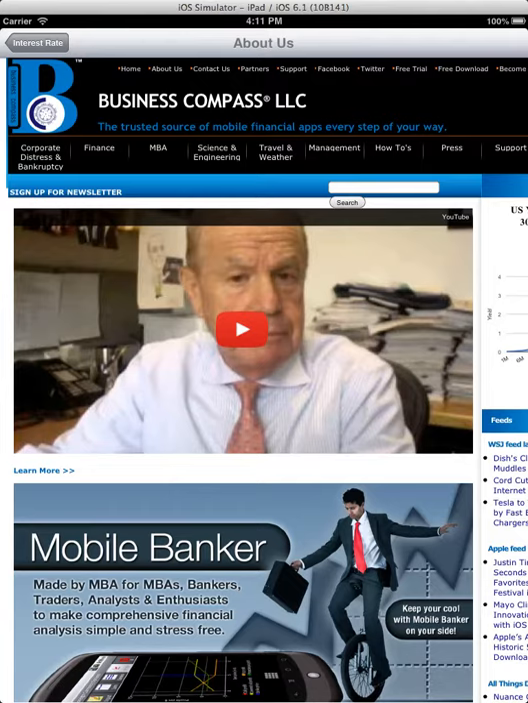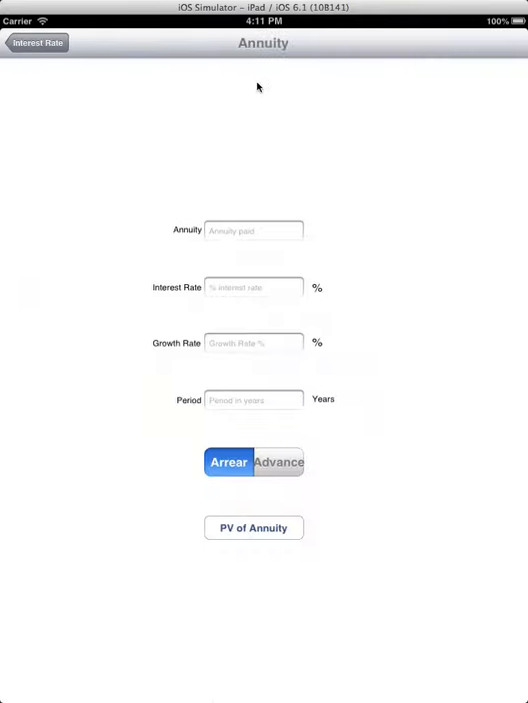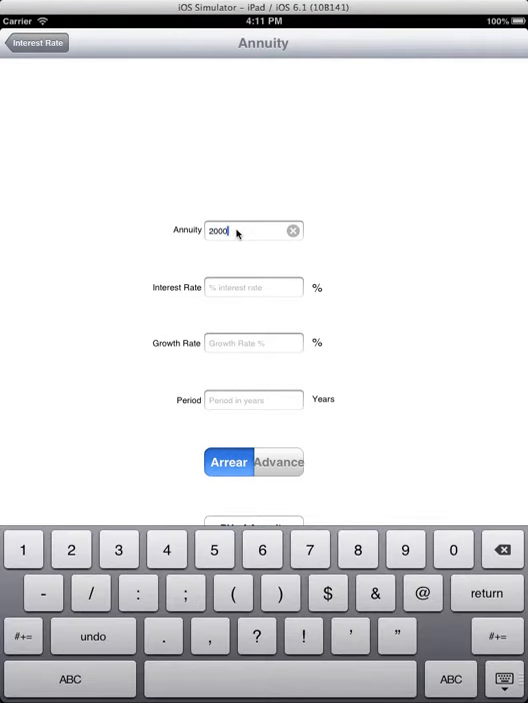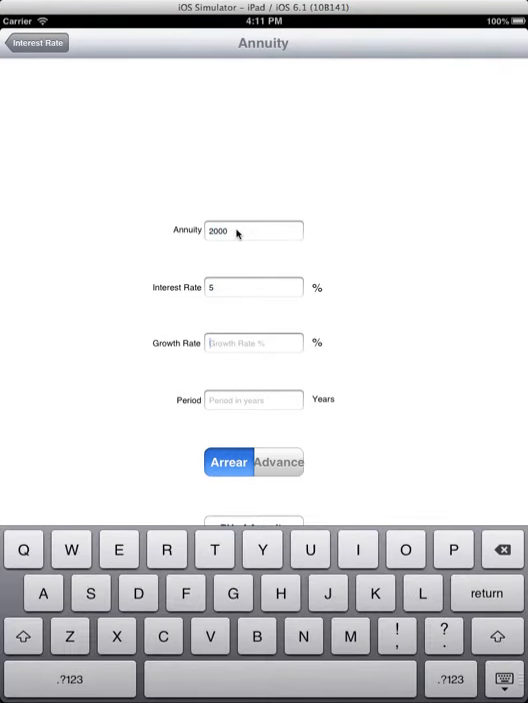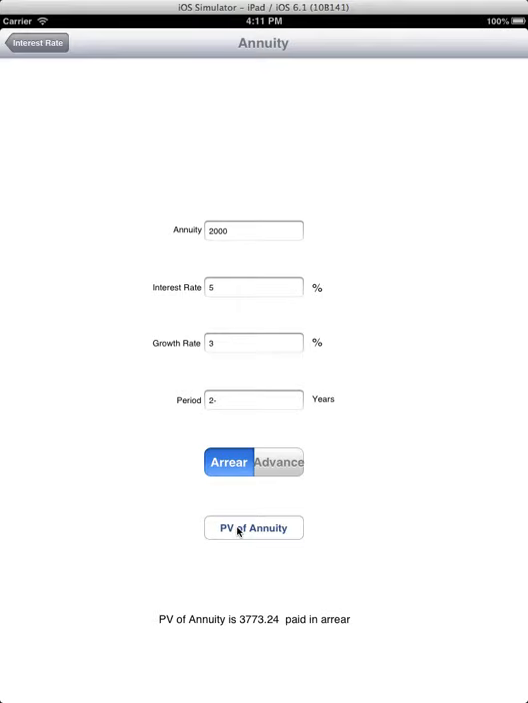Hello and welcome to Interest Rate iPhone and iPad application by businesscompassllc.com. This application calculates a number of interest rate related calculations: annuity, compound interest, effective annual cost, effective annual rate, nominal and real interest rate, perpetuity, and simple interest. Annuity. Say annuity paid is 5%, growth is 3% for 20 years. Let's see. Here is the annuity paid in arrears, and here if the annuity is paid in advance.